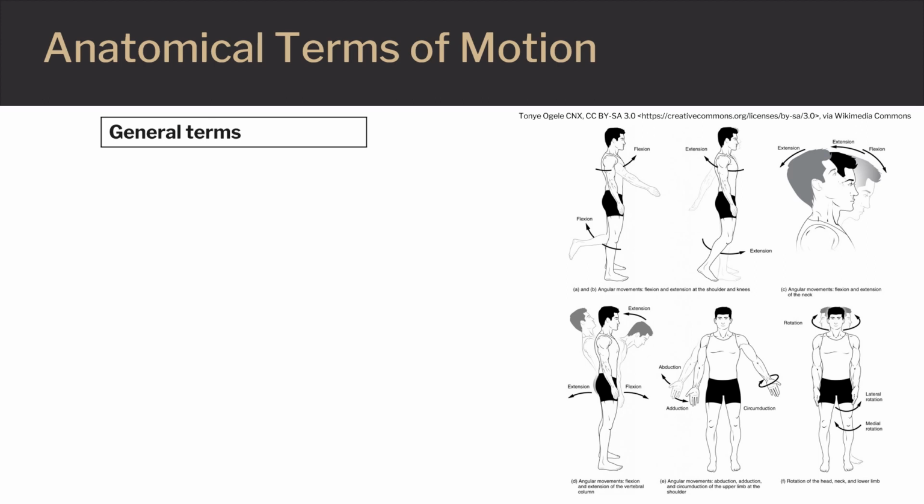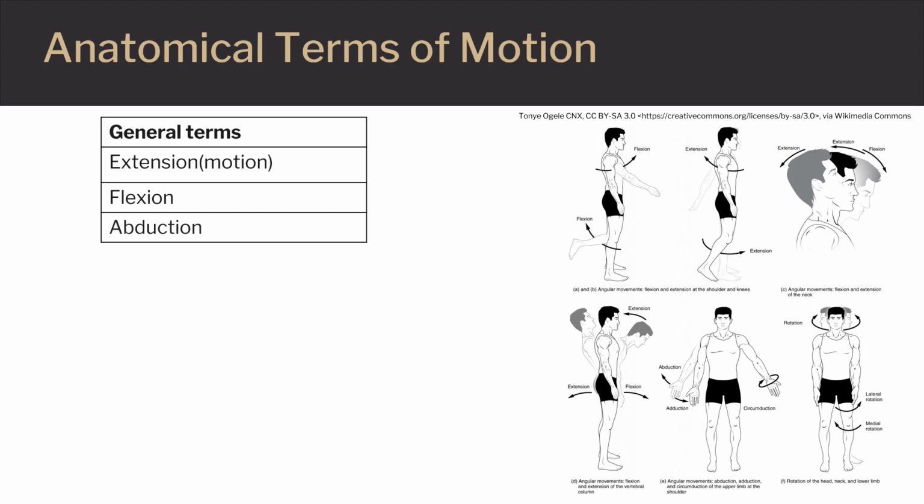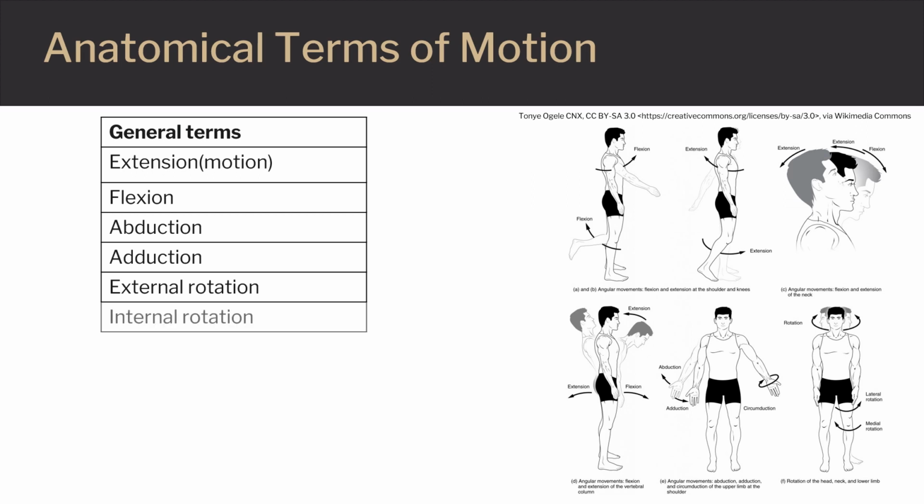Let's discuss the anatomical terms of motion. Extension means movement increasing the angle between two body parts. Flexion is movement decreasing the angle between two body parts. Abduction is movement away from the midline. Adduction is movement towards the midline. External rotation is a rotation away from the midline, whereas internal rotation means rotation towards the midline.